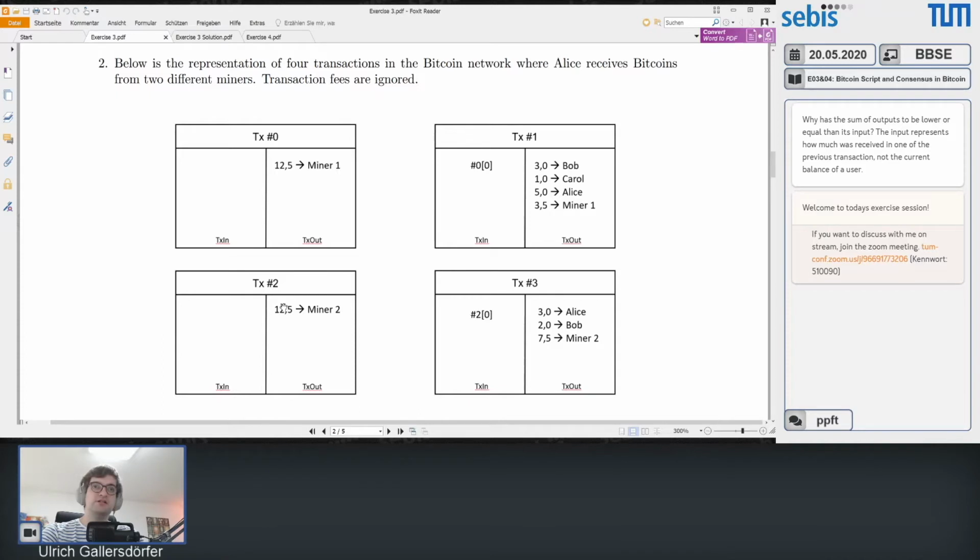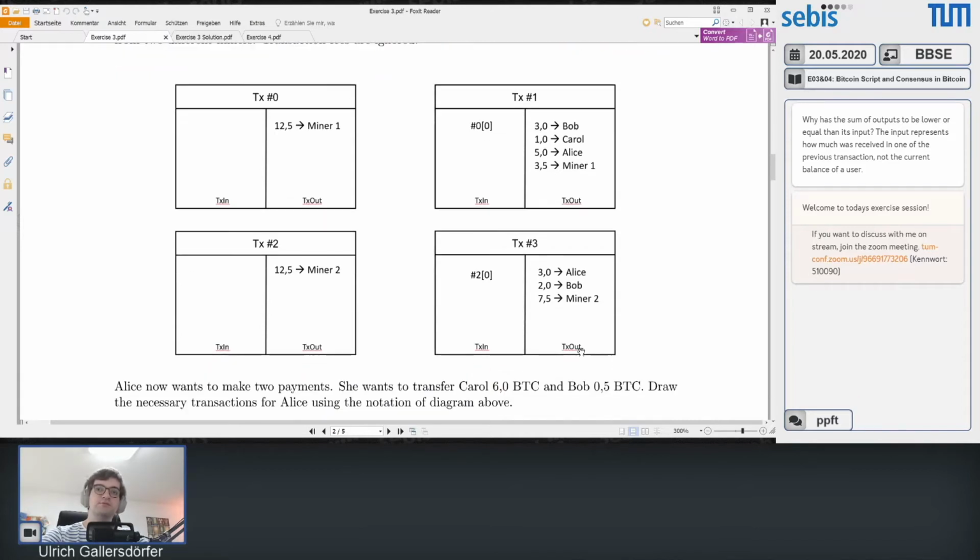Then the third transaction here is, again, miner 2 receives 12.5 Bitcoins, and this is spent to Alice, to Bob, and to miner 2. And Alice now wants to make 2 payments. She wants to transfer Carol 6 Bitcoin and Bob 0.5 Bitcoin. Draw the necessary transactions for Alice using the notation of the diagram above.